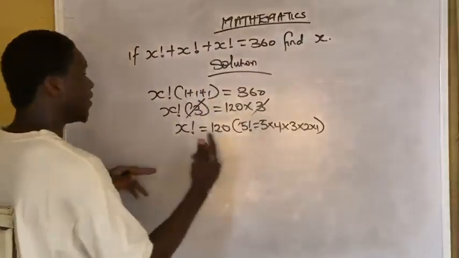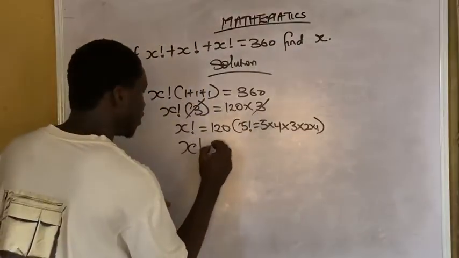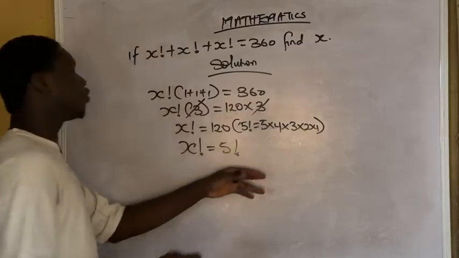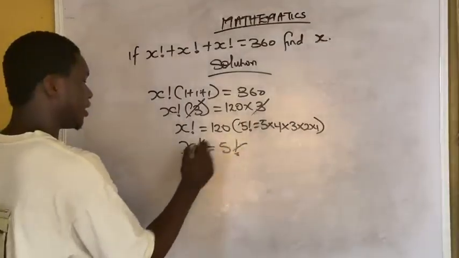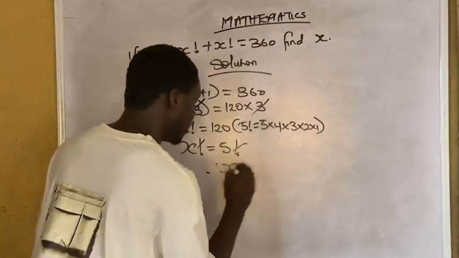Correct. So we have this value. So we have x factorial is equal to 5 factorial. Now if we compare both sides, we can see that x is equal to 5. Therefore, x is equal to 5.